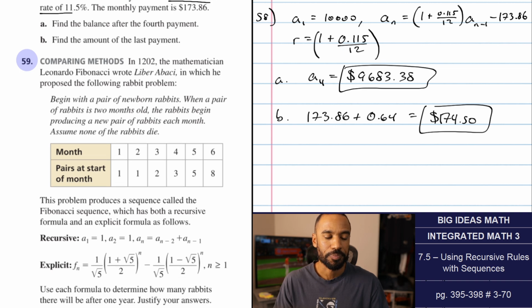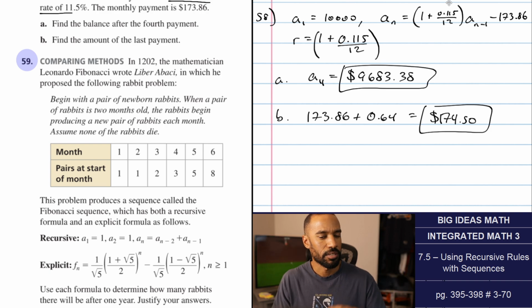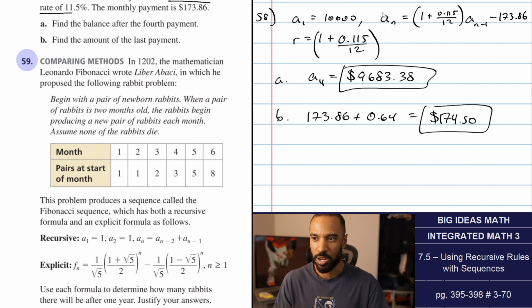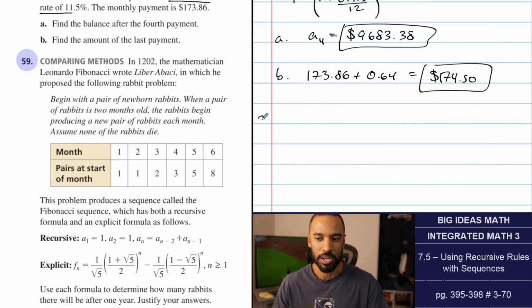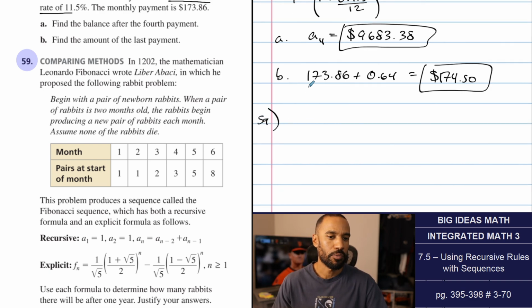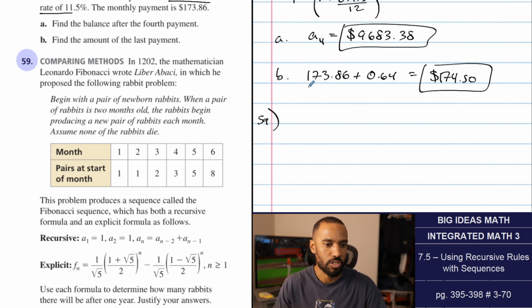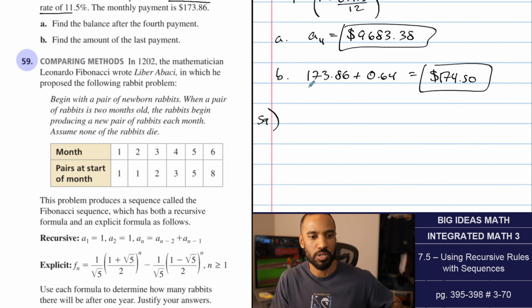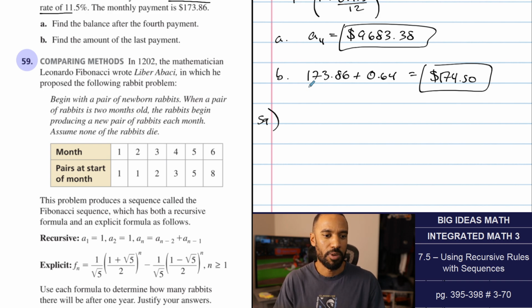Number 59. Comparing methods. In 1202, the mathematician Leonardo Fibonacci wrote Liber Abaci, in which he proposed the following rabbit problem. Oh, he has a Fibonacci sequence. He's just a Fibonacci dude. Begin with a pair of newborn rabbits. When a pair of rabbits is 2 months old, the rabbits begin producing a new pair of rabbits each month. Assume none of the rabbits die. And here you have a Fibonacci sequence.